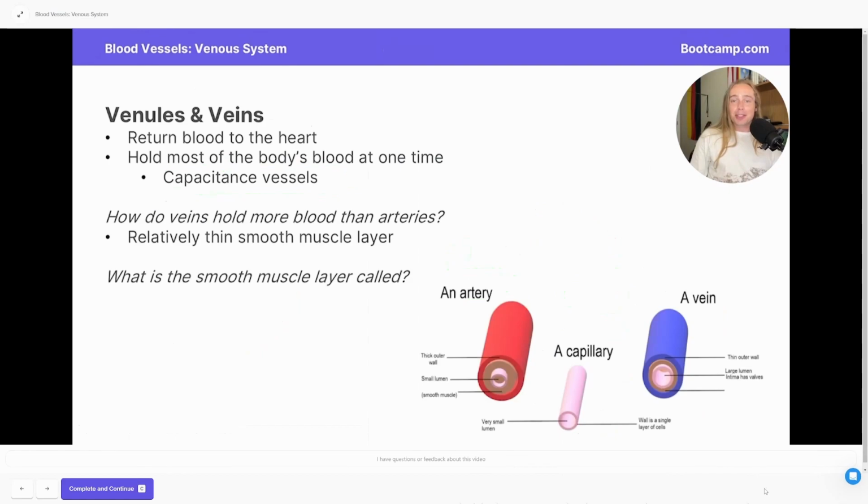Great, so if we compare the smooth muscle layer of an artery with that of a vein, notice that the smooth muscle layer of an artery is much thicker than that of a vein. This means that there's much more space for blood to be stored in a vein than in an artery. Because veins are under low pressure as compared to arteries, they really don't need a thick smooth muscle layer. So, can you recall the proper name for the smooth muscle layer of a blood vessel? Perfect, so recall that the muscular layer of a blood vessel is the tunica media, with the M standing for muscle.